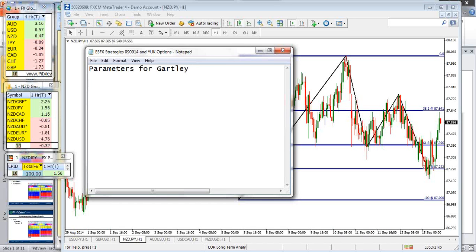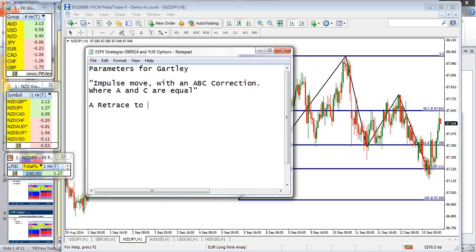What we need is, a Gartley is again an impulse move with an ABC correction, where A and C are equal. What we need as far as the harmonics, we need the A to retrace to approximately 61.8% of X.